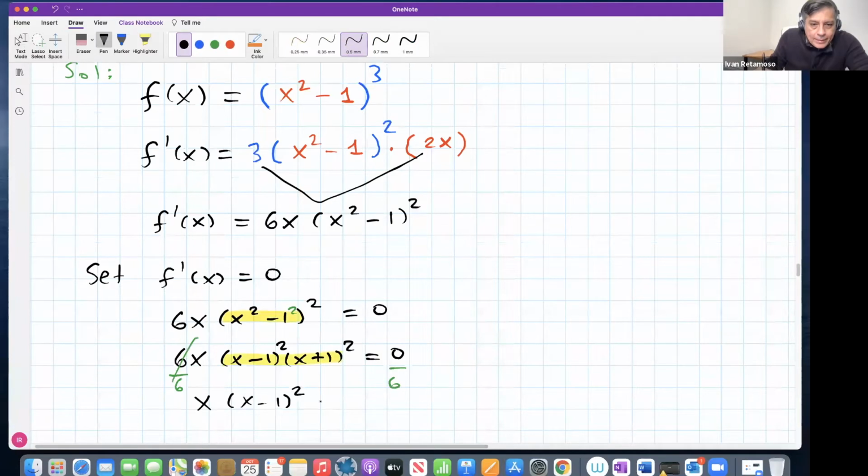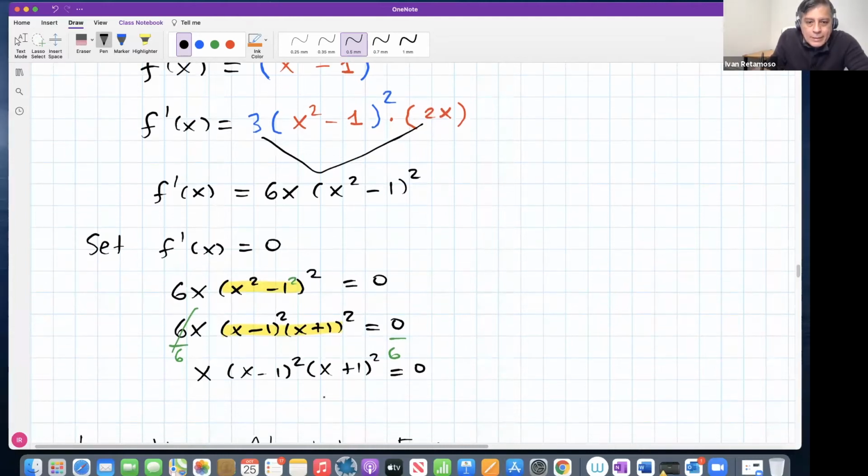Look. X times (x minus 1) squared times (x plus 1) squared, all equal to 0. Full factorization. From there, just set equal to 0 each, right? And that's it. X equals 0, one critical point from here. (x minus 1) squared equals 0. Taking square roots, x minus 1 equals 0, x equals 1. Second critical point.